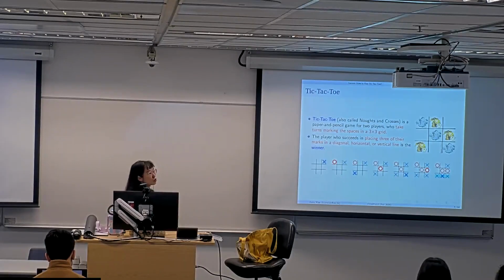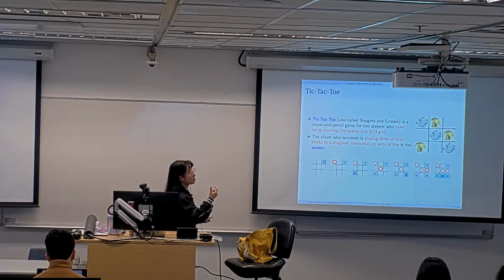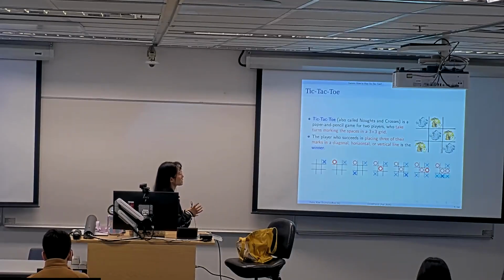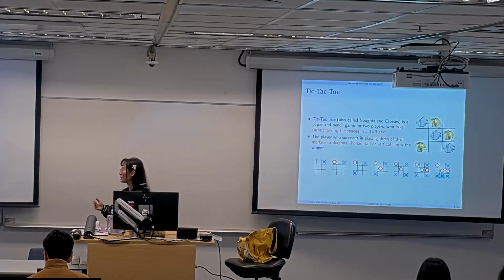And the rule is that the 2 players will take turns to play a move on this game board. The player who succeeds in placing 3 of their marks in a diagonal, horizontal or vertical line is the winner. So as long as one player first occupies one line, this line can be diagonal, horizontal, or vertical, then the player just wins the game.